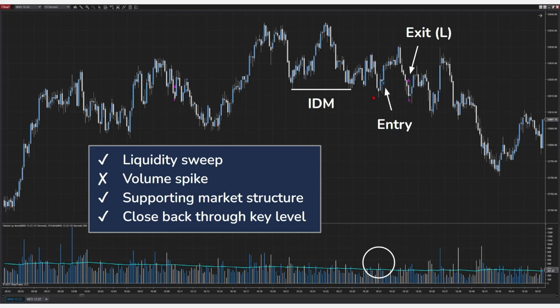We do have supporting market structure at this time as we're making higher lows and higher highs, and we do close back through that key inducement level right here. So I did take this trade and was ultimately stopped out right here. And again, there was really no significant volume right here. Is not a trade I should be taking in the future.